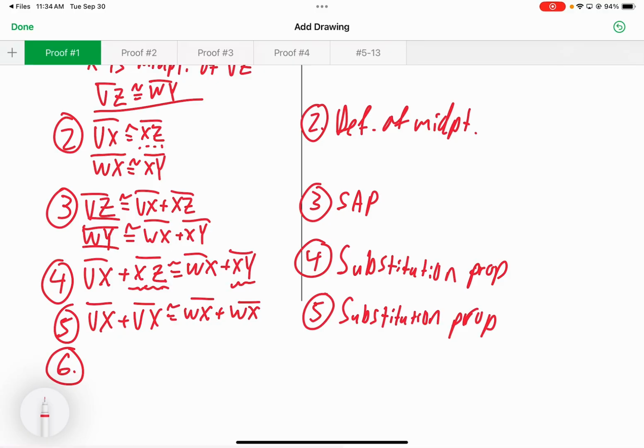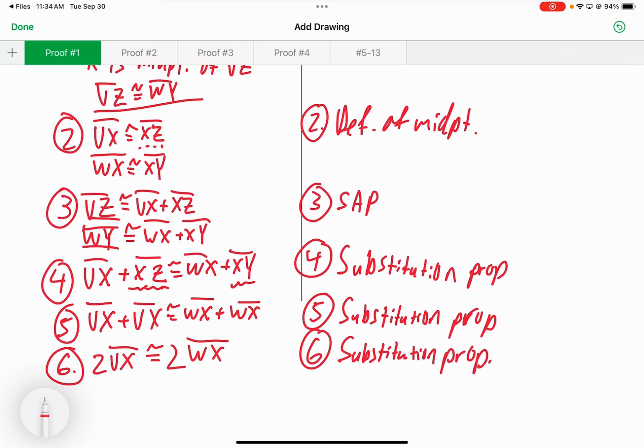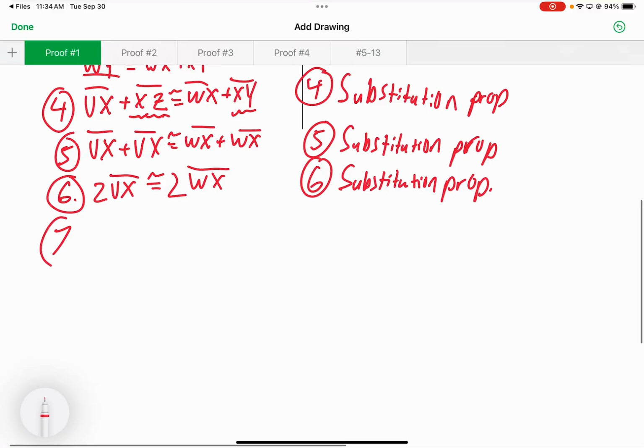All right. And then I would combine, right? So Vx plus Vx is 2Vx, which is congruent to 2Wx. And then what reason would I use when I combine like terms? Substitution, very good. And then what now? Divide. Multiplication or division, I'm cool with either way. You would multiply by a half or divide by 2. Either way, you would get Vx is congruent to Wx.